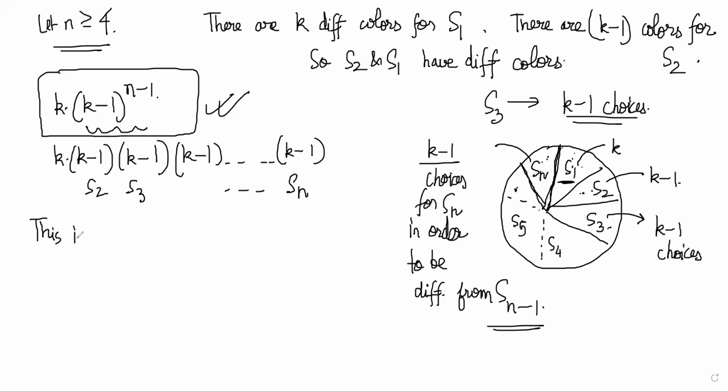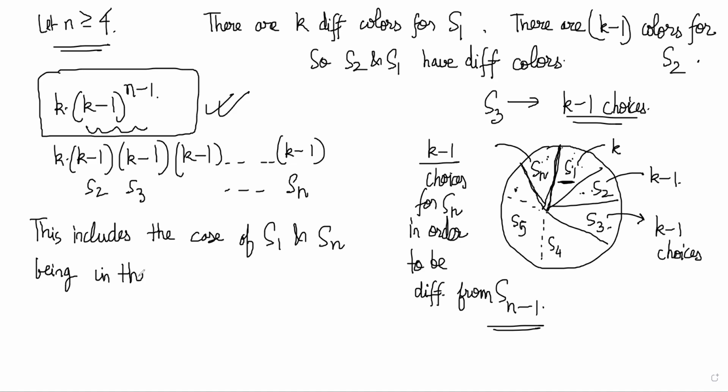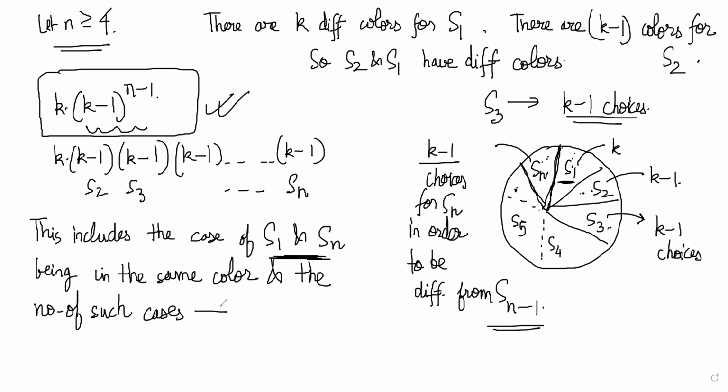So basically, this includes the case of S1 and Sn being in the same color, and the number of such coloring methods and the number of such cases. How many cases are there where S1 and Sn will have the same color? Think about it. By the principle of recursion, it should be an minus 1.